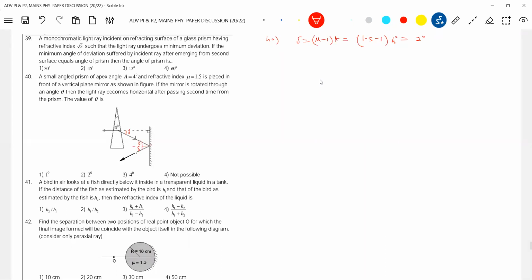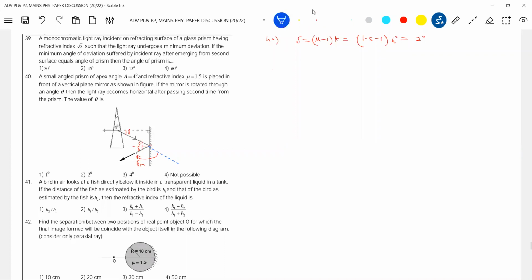Now, think about how the ray behaves here. The ray wanted to go straight here. What is the deviation produced by the mirror? There is a deviation produced by the mirror, no? This angle is the deviation produced by the prism. So what is the total? If the mirror is rotated through angle theta, then the light ray becomes horizontal after passing a second time through the prism. Again, it should be incident normally.